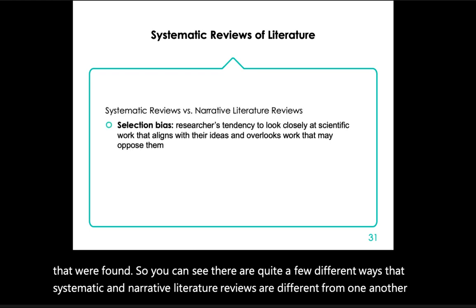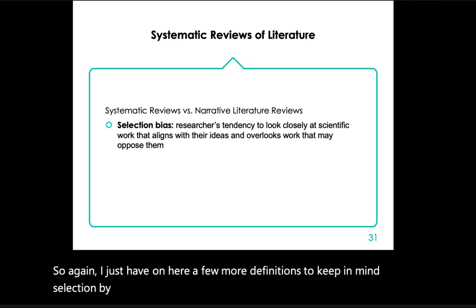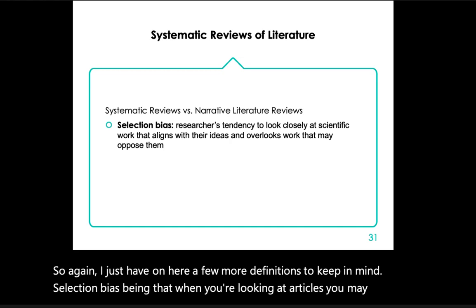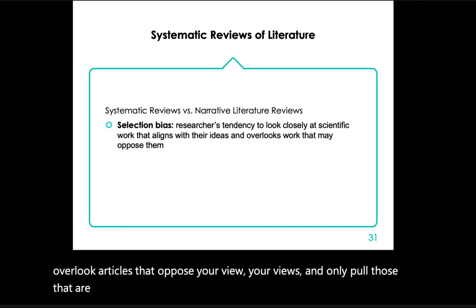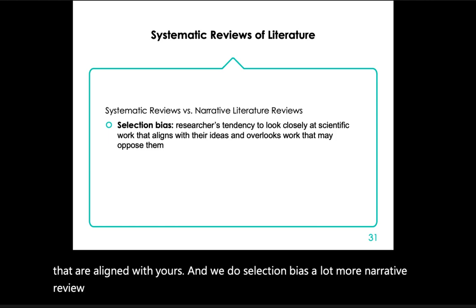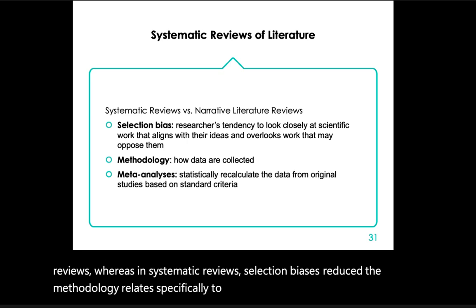So again, I just have on here a few more definitions to keep in mind. Selection bias being that when you're looking at articles, you may overlook articles that oppose your views and only pull those that are aligned with yours. And we do selection bias a lot more in narrative reviews, whereas in systematic reviews, selection bias is reduced. The methodology relates specifically to how the data are collected.